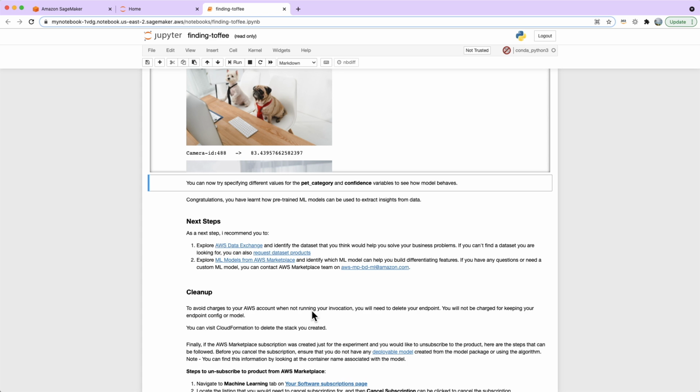And as a next step, I'm going to recommend you to explore AWS Data Exchange and see if there is a dataset that you can find that you can use in the real world for solving a real world problem within your organization. Similarly, I would also recommend you to explore pre-trained machine learning models from AWS Marketplace and identify one which can help you solve an ML problem. And if you can't find any specific one that you're looking for, you can write to this particular email address to request a pre-trained model. Similarly, you can also request dataset products by filling up this particular form.